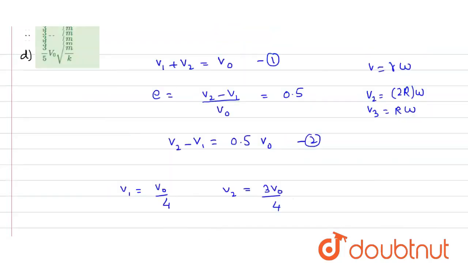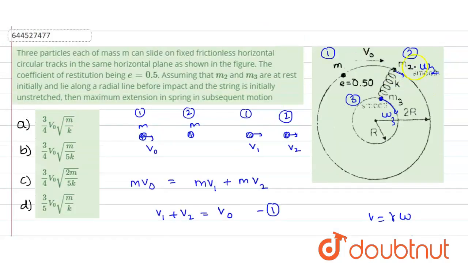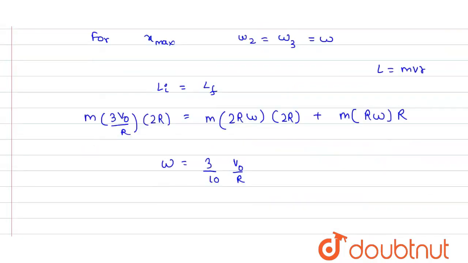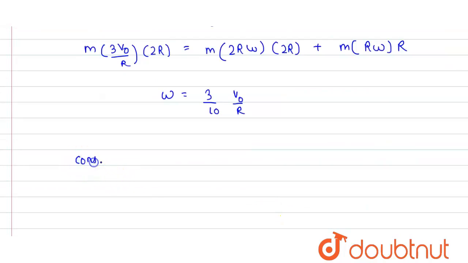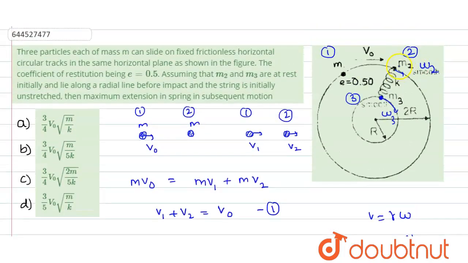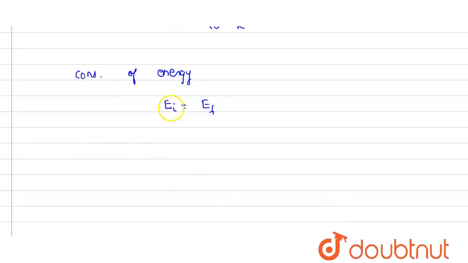Now how do we get the value of the maximum extension? It is very simple. The energy it had initially after the collision with velocity v2, the initial kinetic energy. If we use conservation of energy, the initial energy for our system 2-3 would be equal to the final energy for our system 2-3. Initially it has just kinetic energy. Finally, since they have angular velocity, they have kinetic energy, and in addition they have the spring potential energy, which is half kx square.